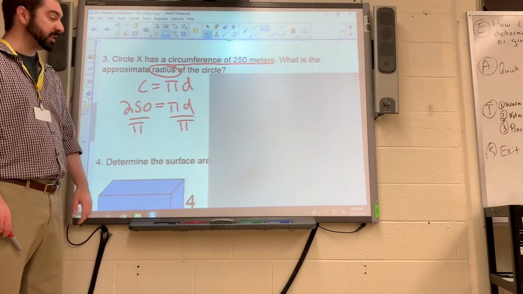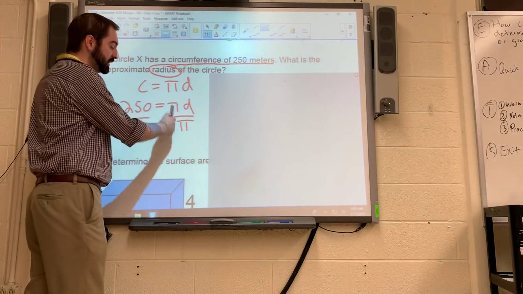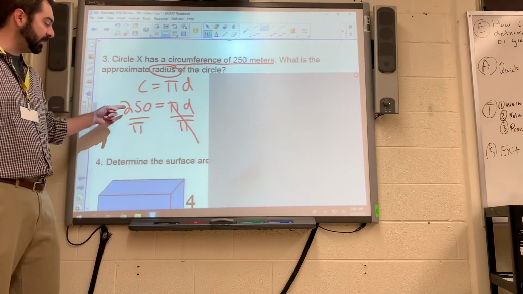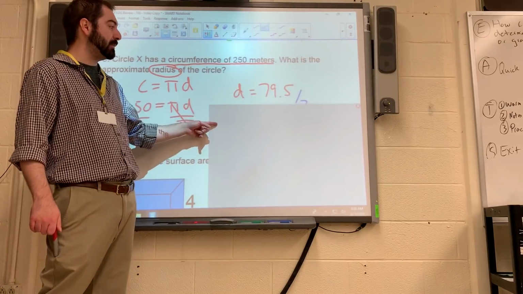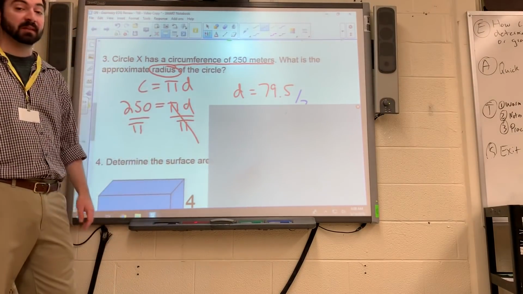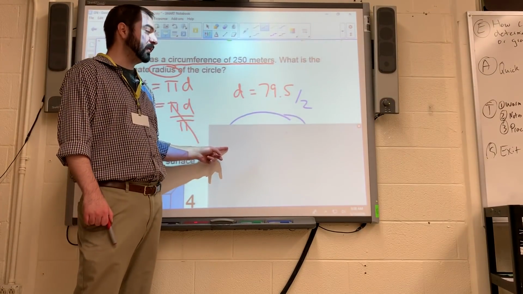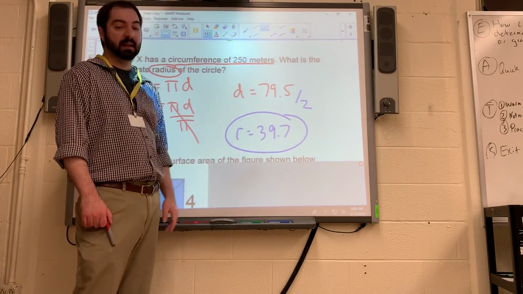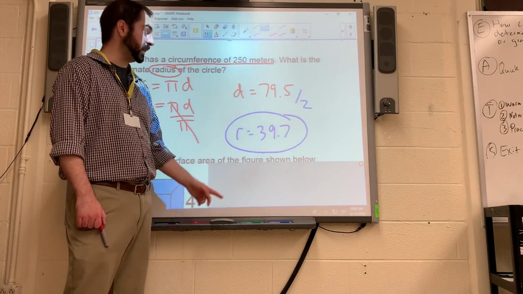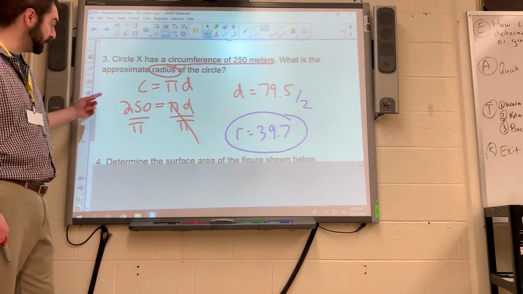So we really have a one-step equation. Since we have 3.14 times the diameter, we can divide each side by pi. 250 divided by pi will give me the diameter of 79.5. But this question wants to know the radius. Well, once I know the diameter, I know the radius is half as big, so I divide by 2, and I would find out that the radius would be 39.7 meters. So again, just working backwards.